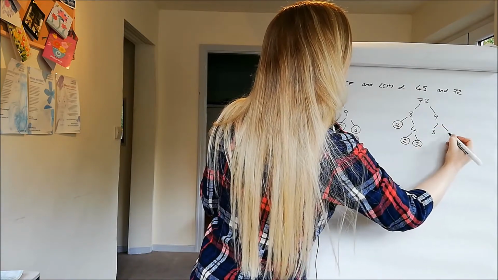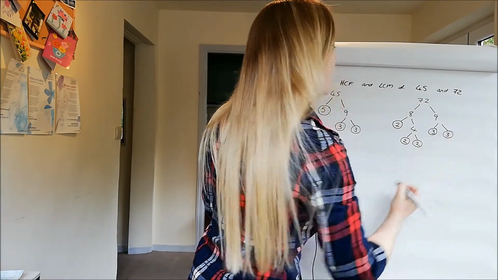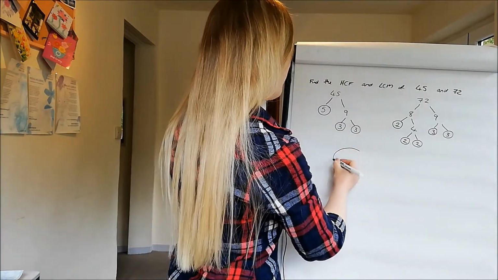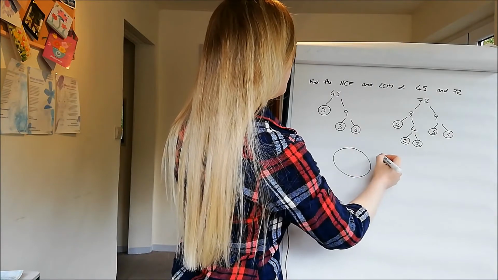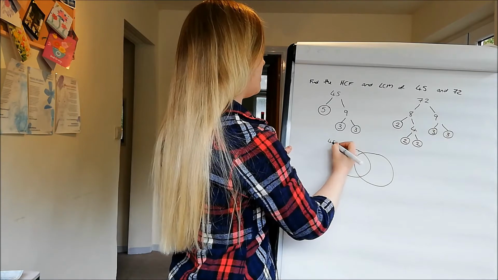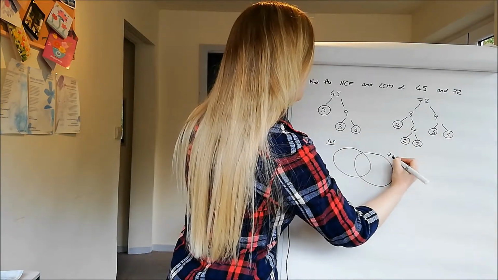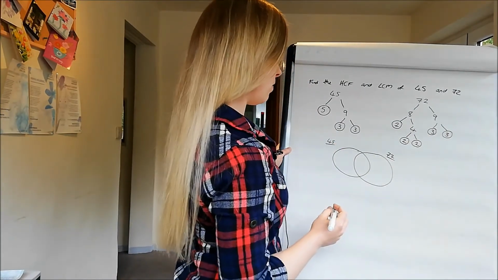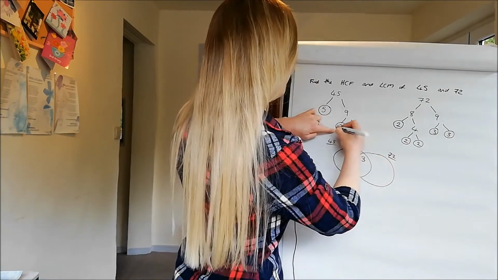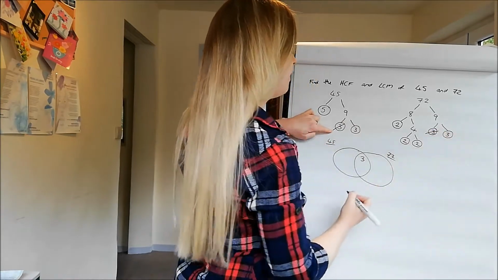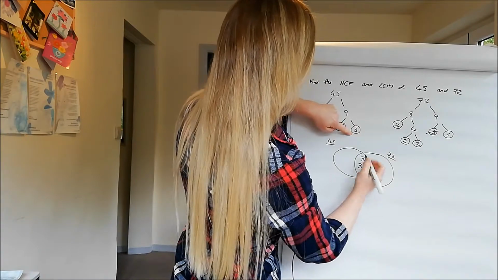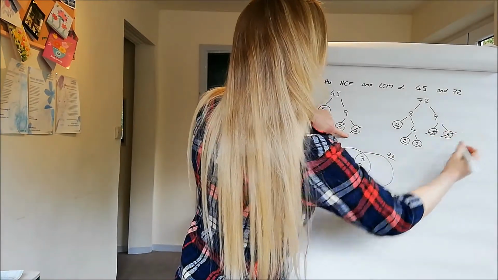9 breaks down into 3 times 3, both of which are prime, so I'll circle them, and then I'll draw my Venn diagram. So that side's for 45, that side's for 72. Now, they've each got a 3 in them. So I'll cross a 3 off each and put it in the middle. They've each got another 3, so I'll put that in the middle and cross one off each.